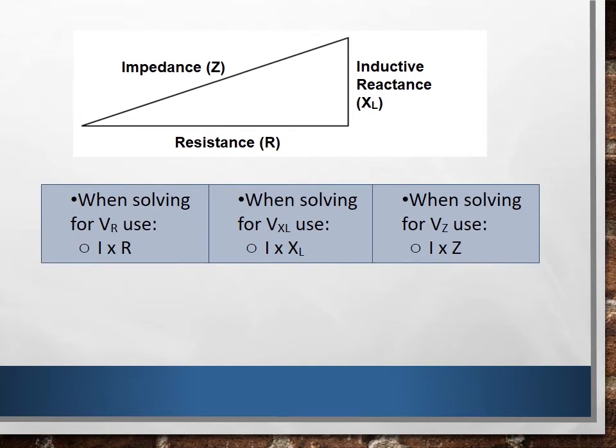Since my current is a constant, I can use that current against every single component in my circuit. So if I wish to find out what the value of VR is, I can simply take my current and multiply it by my resistance. The same thing for my value of VXL: I take my current and multiply it by my XL, and it will give me VXL. And of course, I times Z should give me my total voltage.